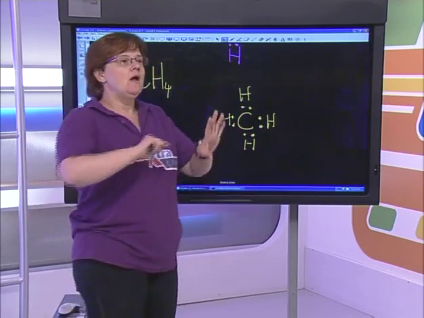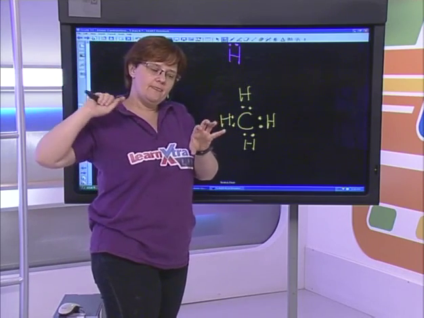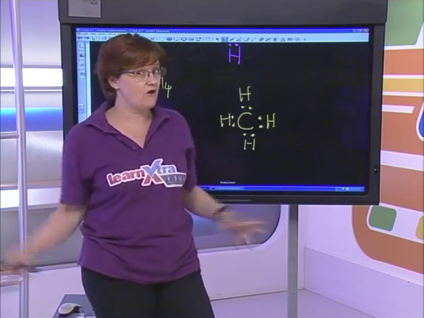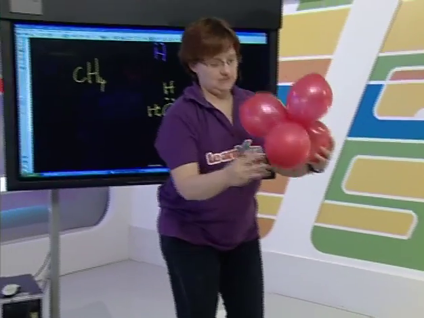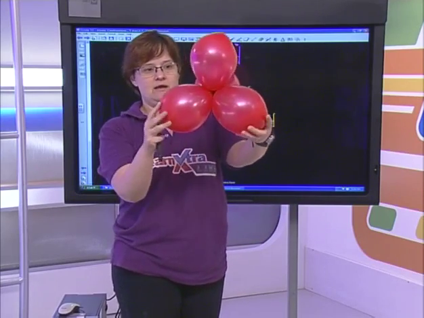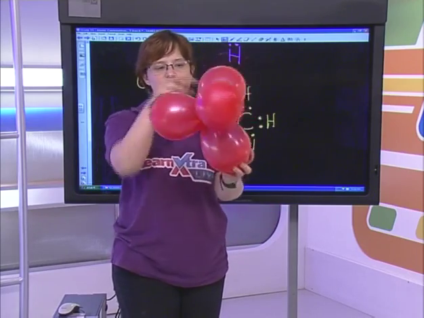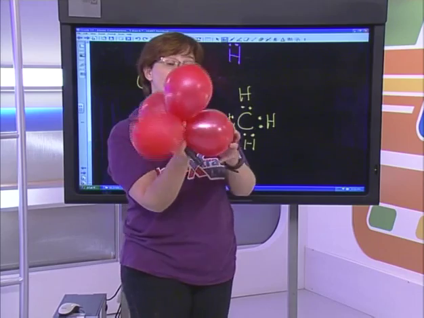That means the electrons, the atoms, want to be as far away from each other as possible. So what happens is it does this. Now this isn't flat, and it's not really at 90 degrees either. So it's not like a nice little pyramid, but we get this shape. This is known as a tetrahedral shape.